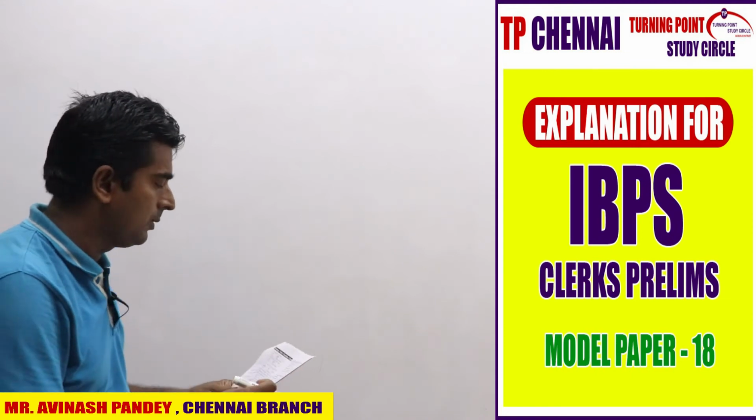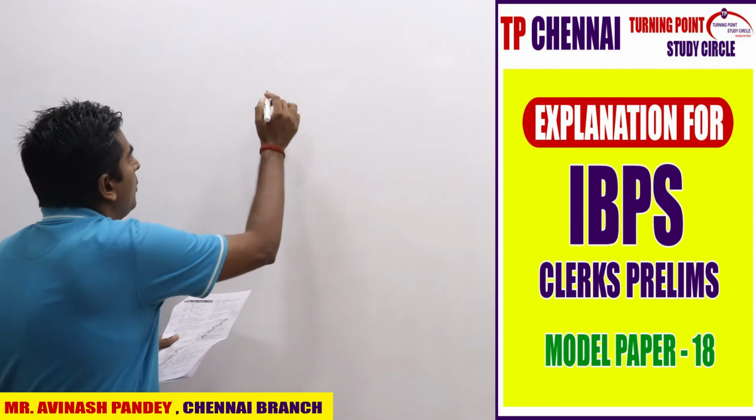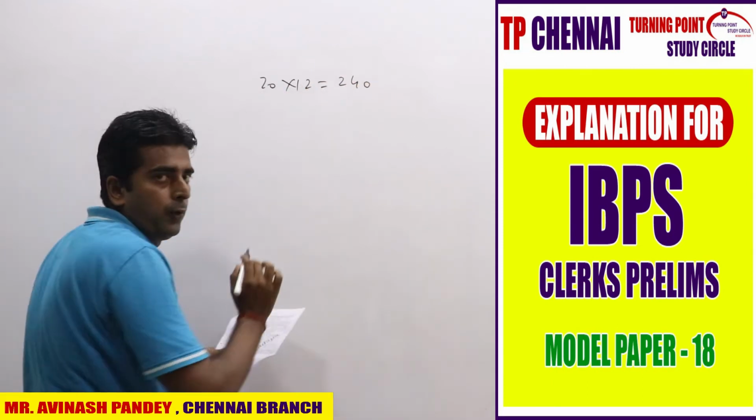So now when you see here what they have given you, 20 women can do a piece of work in 12 days. So what is my work? Work is nothing but 20 into 12, which is nothing but how much? 240, right?